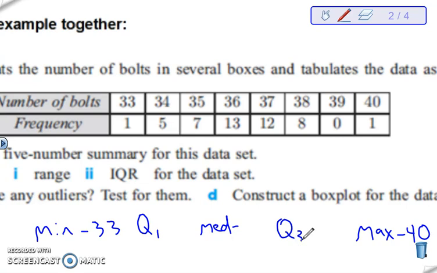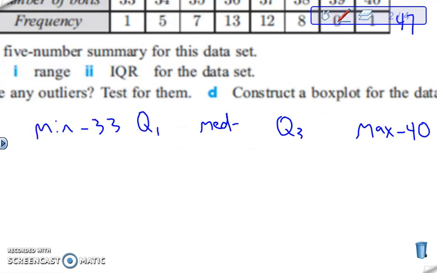So what we need to do is figure out how many terms there are. If I add all those up, 1 plus 5 plus 7 all the way up, let's see what we get. All right, should be 47. So we have 47 terms in all. Again, to find the median, we want to split that in half. So 47 divided in half is 23.5. Again, we can't count half a number, so let's go ahead and round it down to 23.